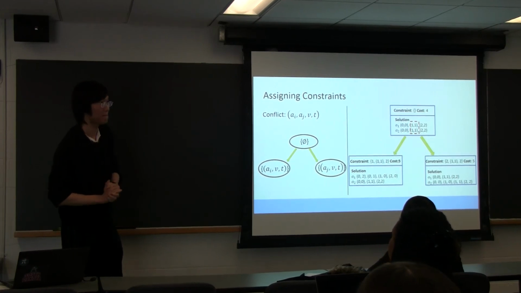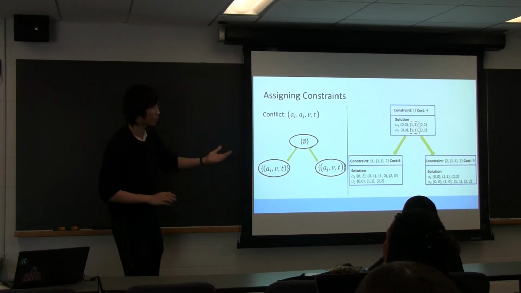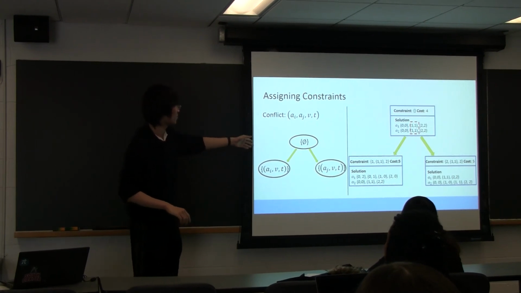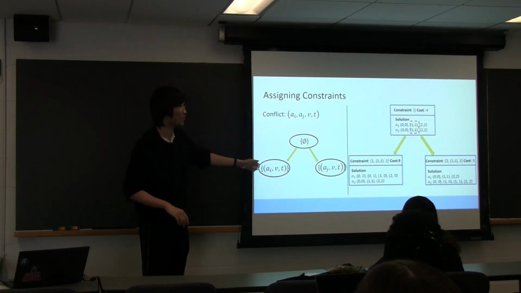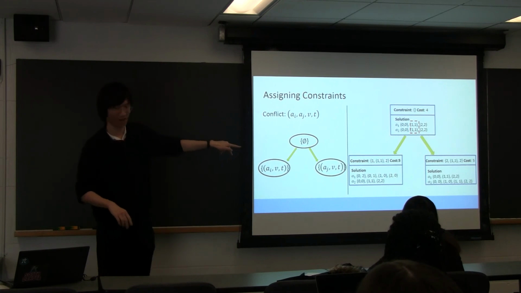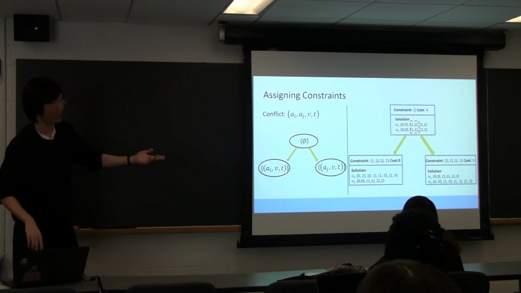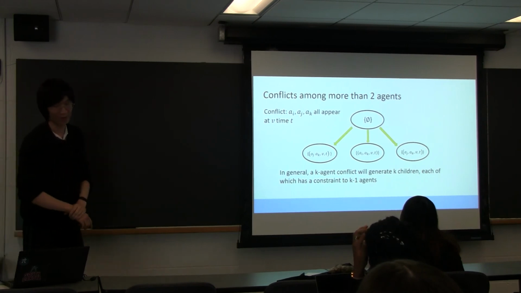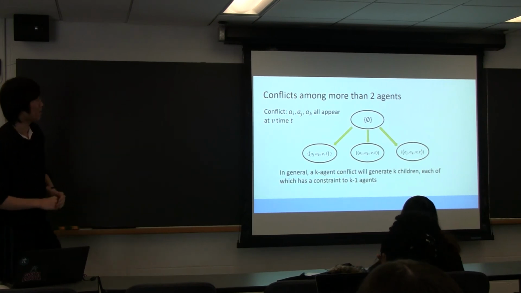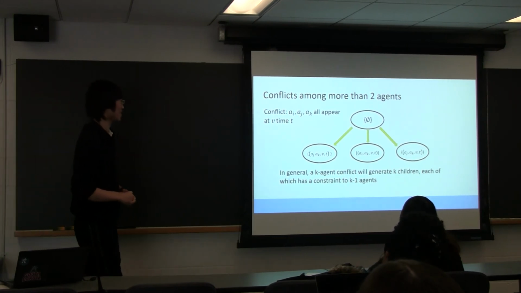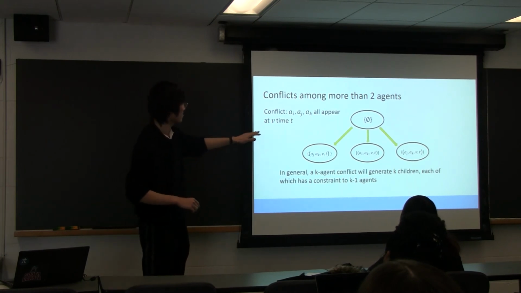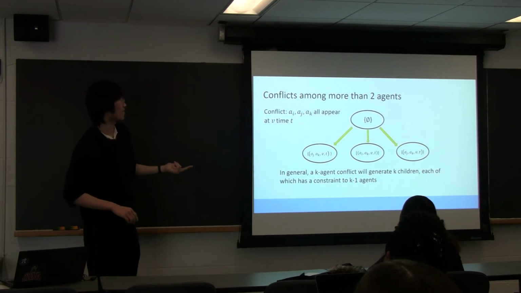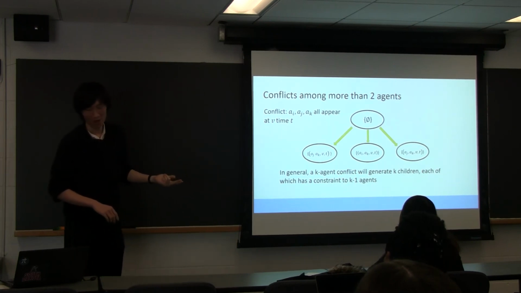Okay. So in trying to maintain optimality, we assign the constraint not to one agent, but to both agents. This is the two-agent scenario, and you can put that into the context of the line-grid problem. Now, what if we have more than two agents? Following the same idea, maybe we have three agents, AI, AJ, AK, all appearing at vertex V at time t.